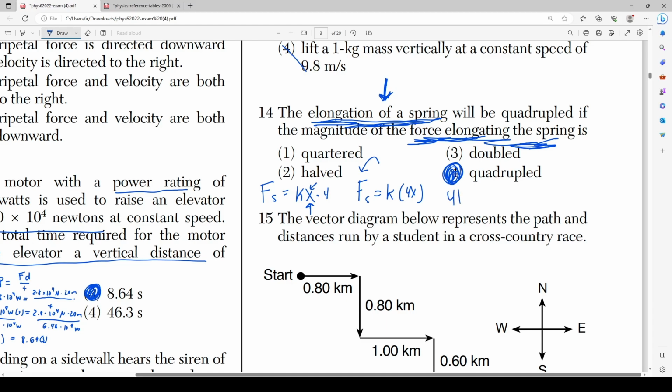So 4 F sub S, or 4 times the force exerted on the spring in order to stretch it out, is going to equal my spring constant, which stays the same, times 4 times the elongation, or the amount that I stretch it out by. If I multiply by 4 on one side, I have to multiply by 4 on the other side, and that's what makes this true.